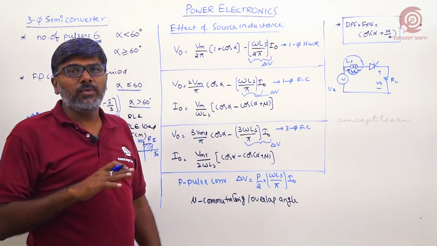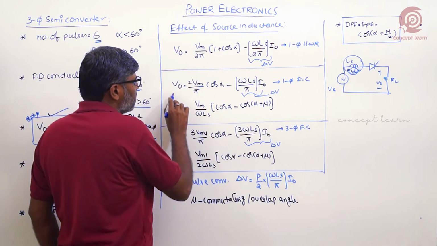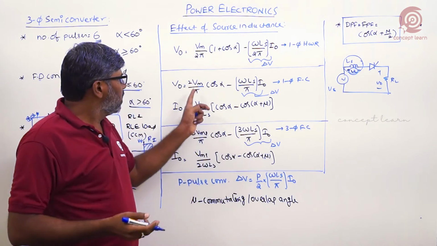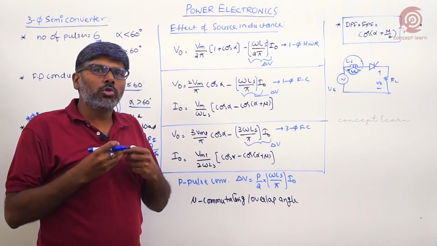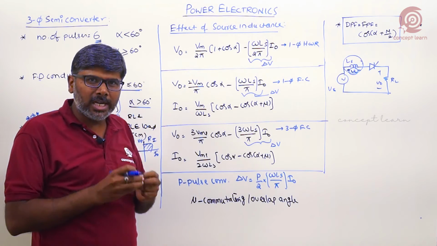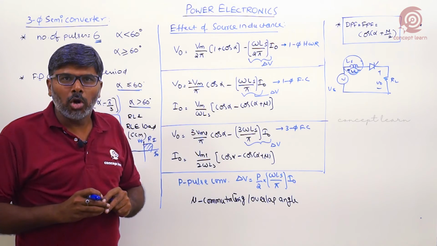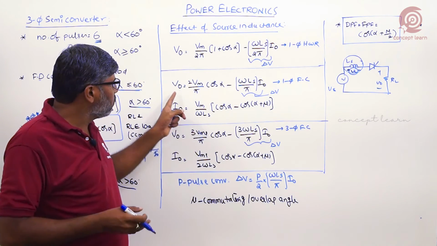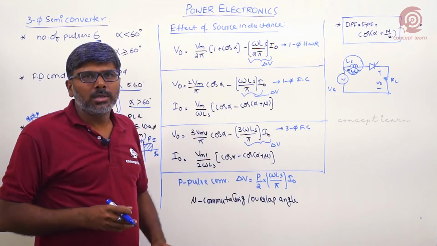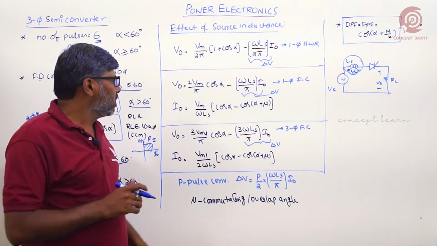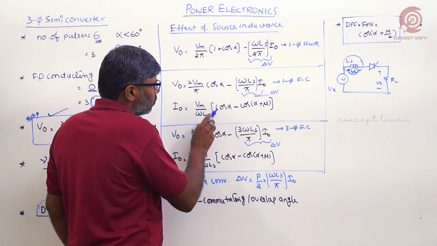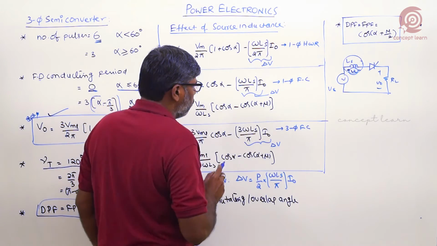Whereas when you come to the single phase full converter, the output voltage V0 is 2 Vm by pi cos alpha in general, without source inductance. If the source has inductance, again there must be some drop across the inductance that would be deducted from this output voltage. The net voltage across the load is 2 Vm by pi cos alpha minus this drop, that is, the net voltage reduces, right? Now what is I0? Load current is Vm by omega L into cos alpha minus cos alpha plus mu.